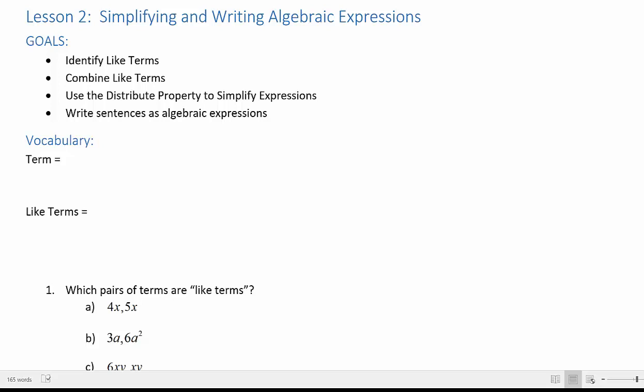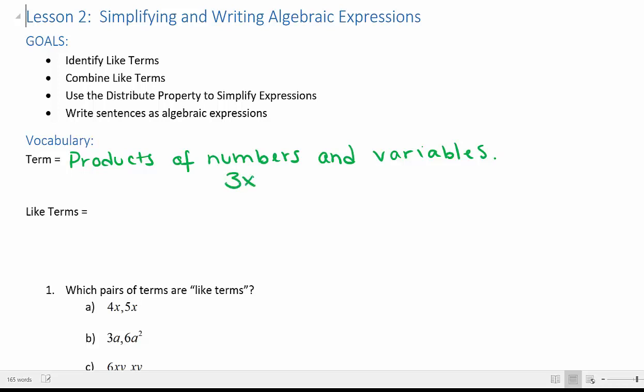Lesson 2, we're going to be talking about simplifying and writing algebraic expressions. So I'm going to start by giving you some vocabulary. In algebra, a term is considered to be a product of numbers and variables. So variables would be things like letters. For example, 3x squared y is a term. It's a product of letters and numbers.